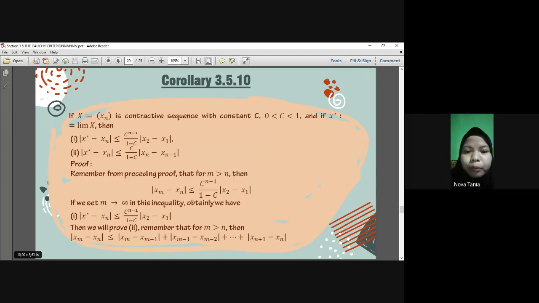And then we will prove point 2. Remember that for m greater than n, we have the absolute value of xm minus xn less than or equal to the absolute value of xm minus x_{m-1} plus the absolute value of x_{m-1} minus x_{m-2}, plus so on until the absolute value of x_{n+1} minus xn.